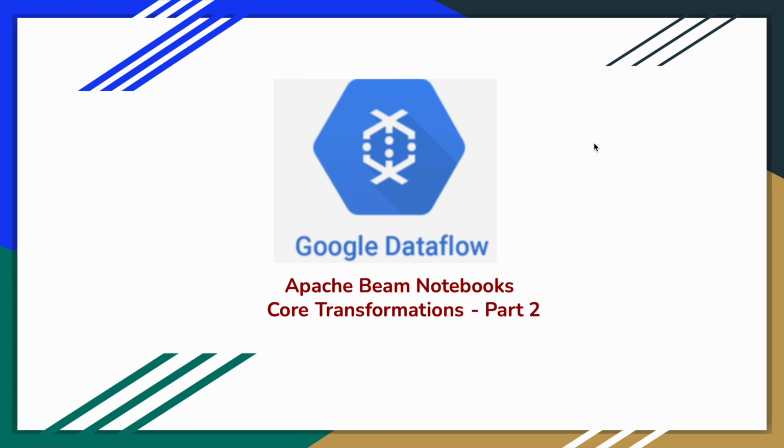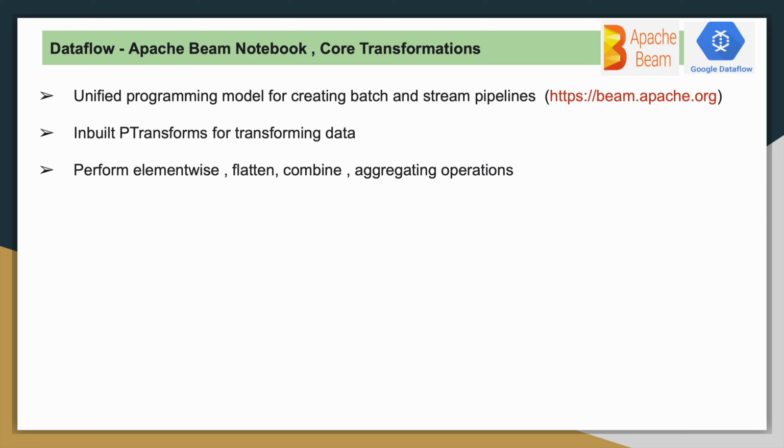This is another video on Apache Beam core transformations. In our earlier video we have seen a few of the Apache Beam core transformations. This is a continuation video on Apache Beam core transformations. As I already discussed multiple times in my previous videos, Apache Beam is a unified programming model for creating batch and stream pipelines. In this video we will concentrate on a few of the element-wise transformations, and also combiners and aggregations.